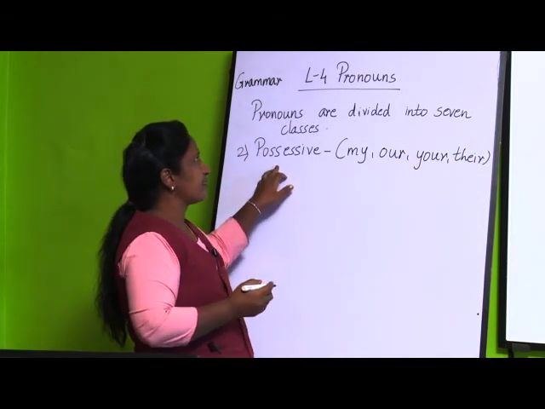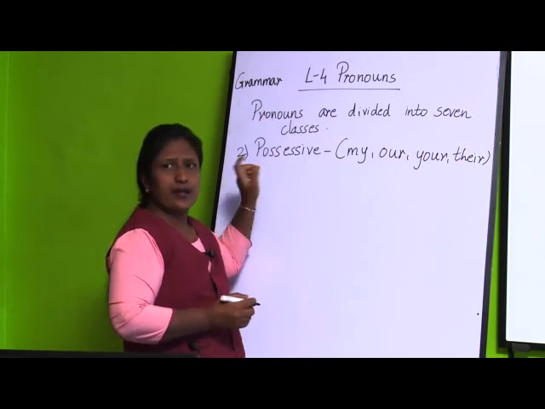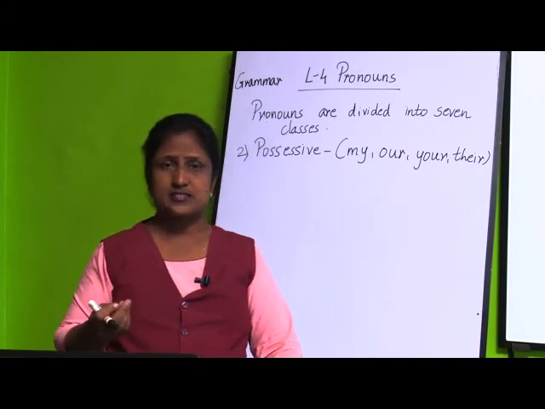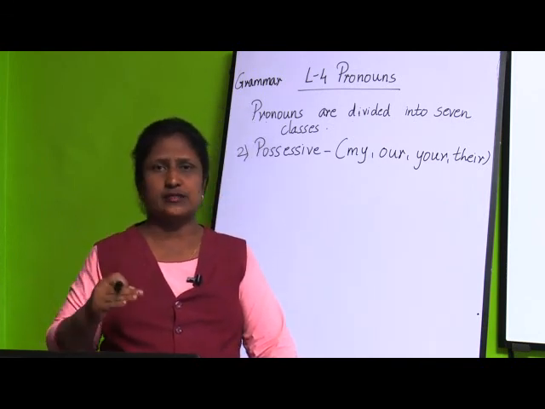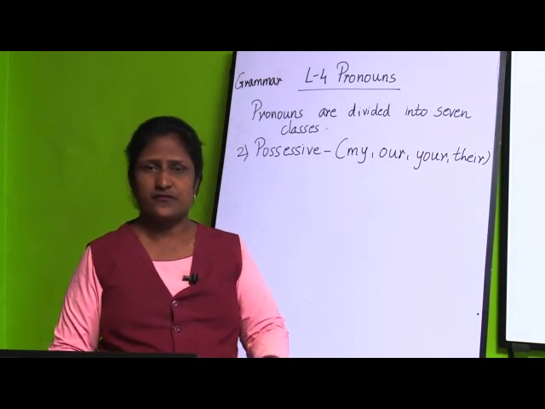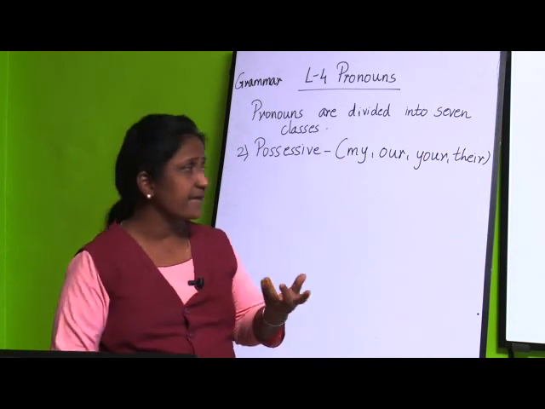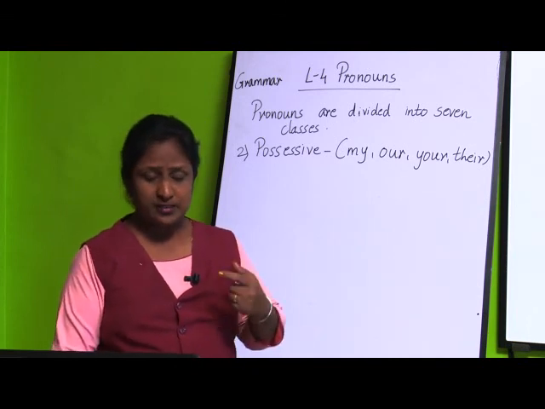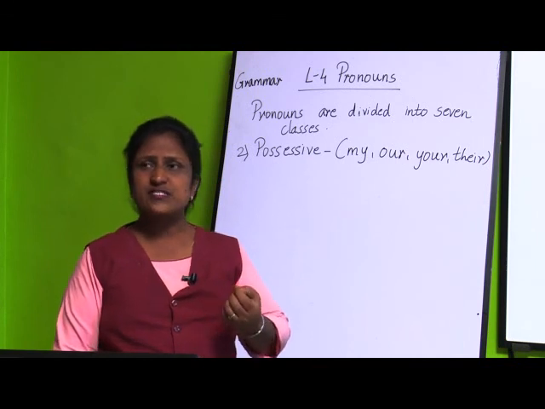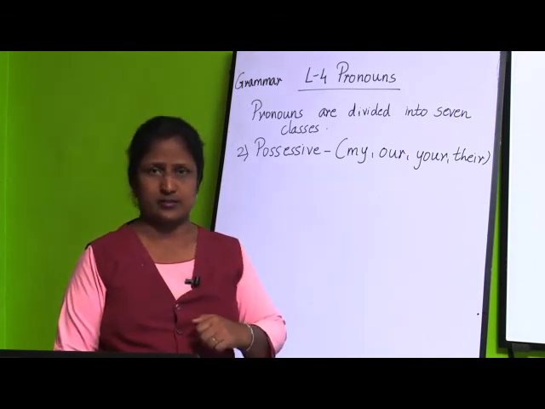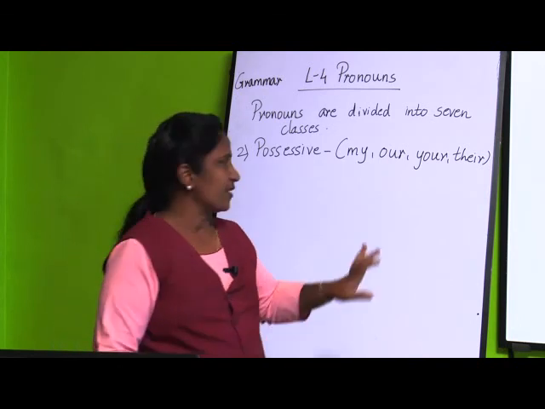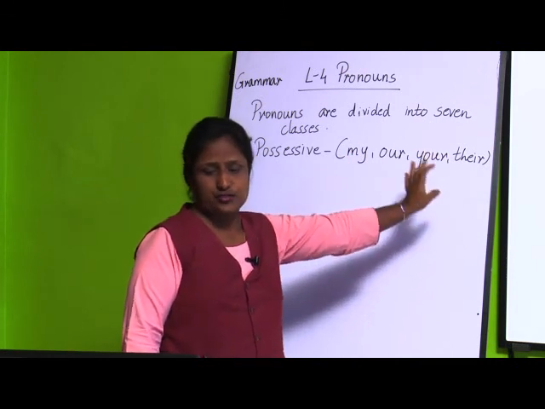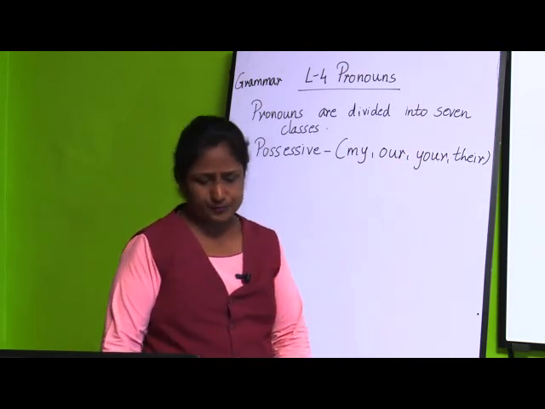So this is the second type of pronoun. The first one is the personal pronoun, when we are talking about any person, and in that also they are divided into three: first person, second person, third person. First person is the speaker, second person is the one with whom you are talking, and third person is the one about whom you are talking. But in possessive pronoun, what is it? The things which belong to us, our own things. That is called a possessive pronoun. For examples I have given here: my, our, your and their.